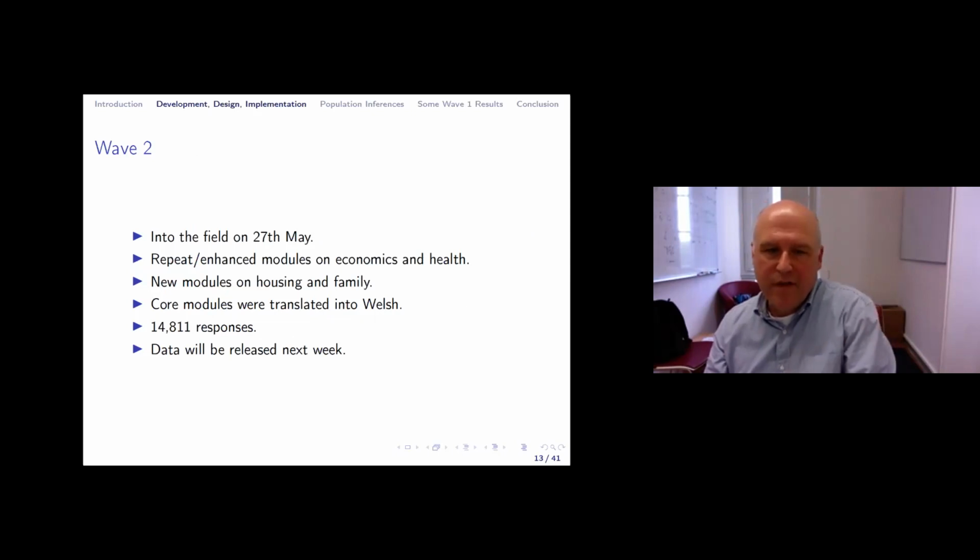Wave 2 went into the field about contemporaneously with the release of the Wave 1 data. We had enhanced modules on economics and health, but new modules on housing and family. We managed to get it translated into Welsh for Wave 2, and we had 14,800 responses. That data will be released next week.